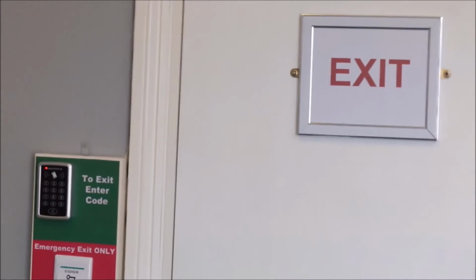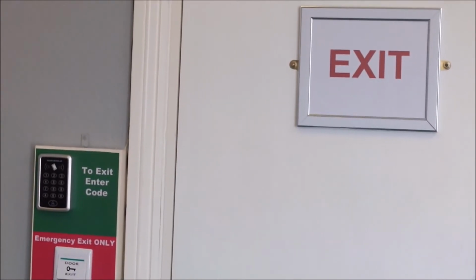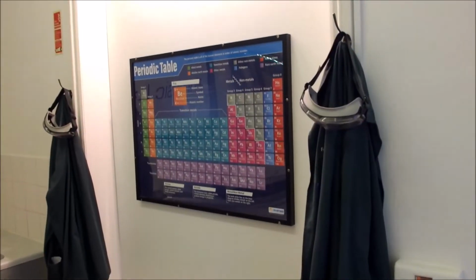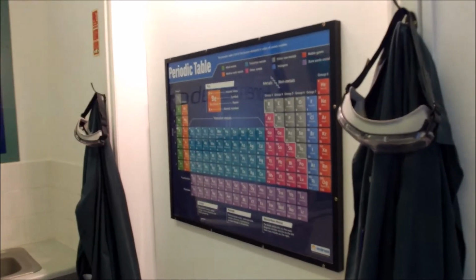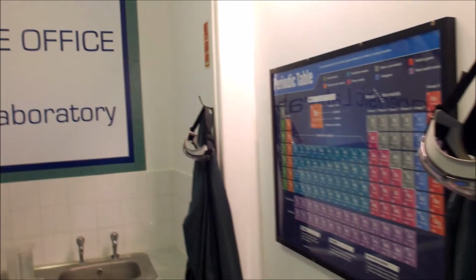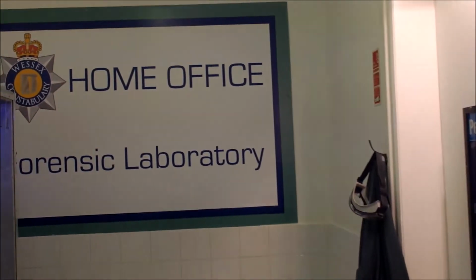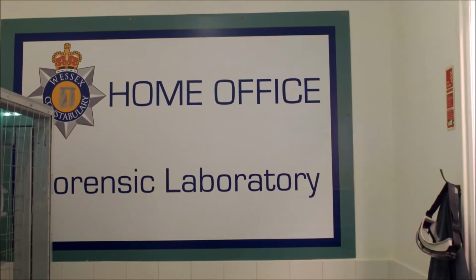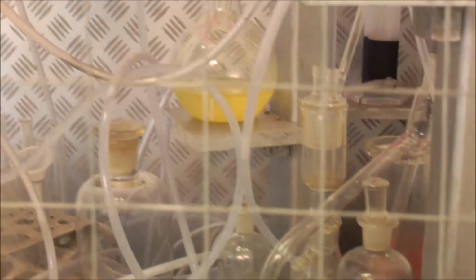And here is the exit door. However, before you can get out of there, there are more rooms to deal with, including the wet lab or forensic laboratory. Now, there are other areas and rooms which you haven't seen. And this complex chemical setup needs to be looked at very carefully.